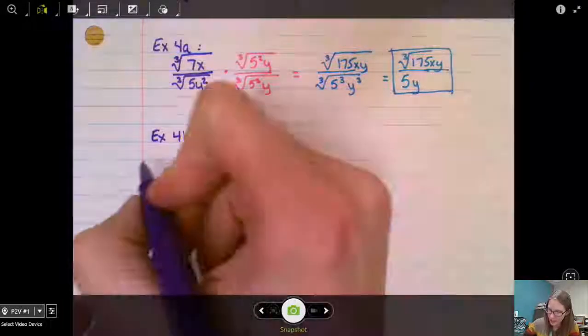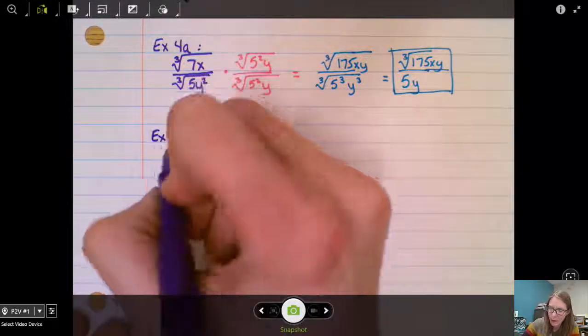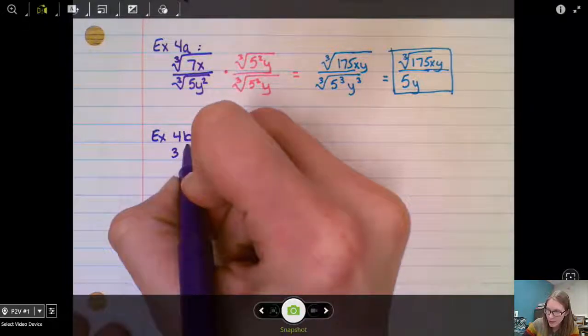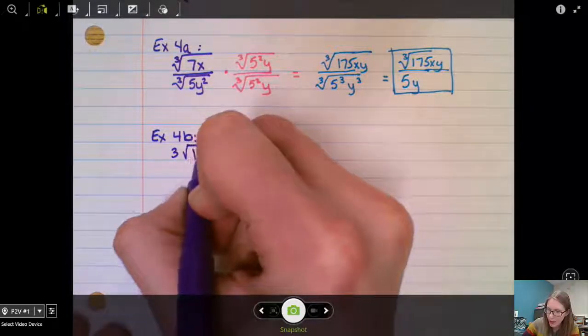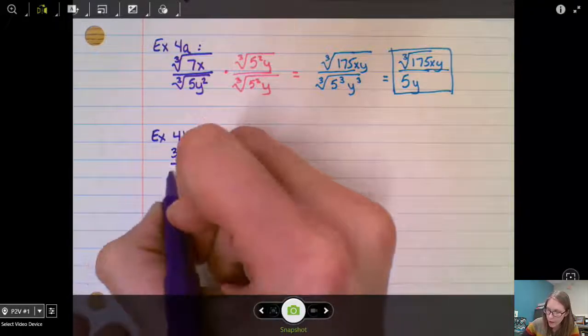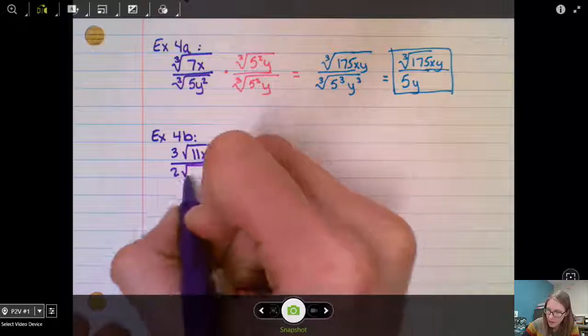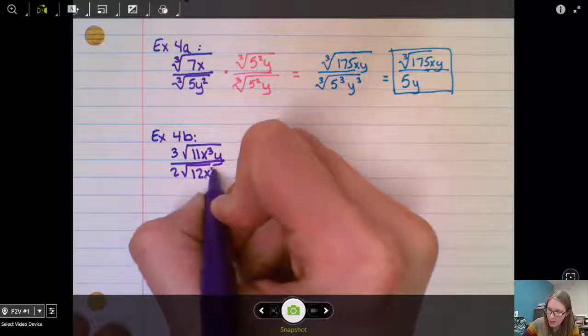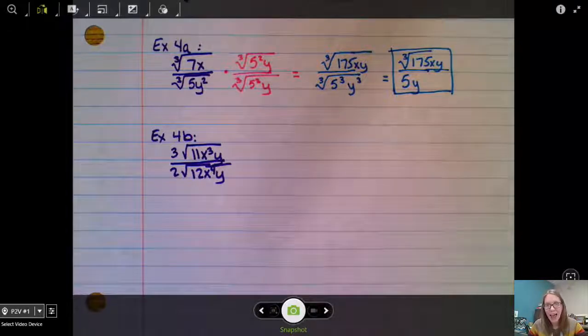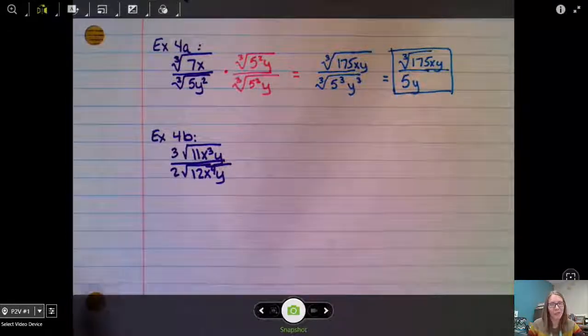Right, let's do one more example with this dividing, where we're going to have to rationalize our denominator. Let's do 3 times the square root of 11x cubed y over 2 times the square root of 12x to the 4th y.